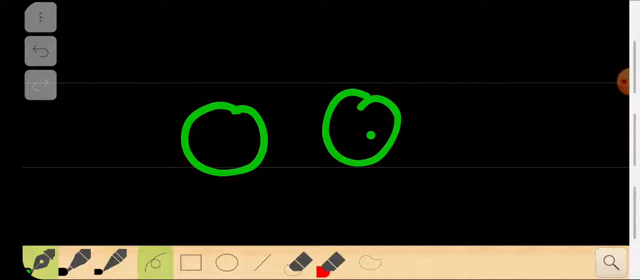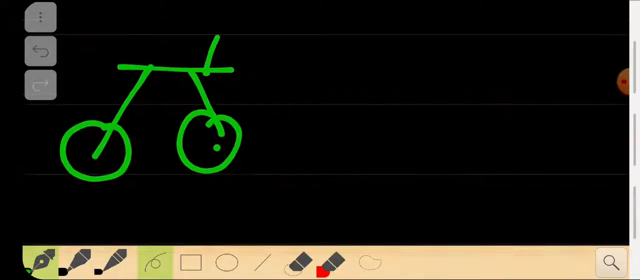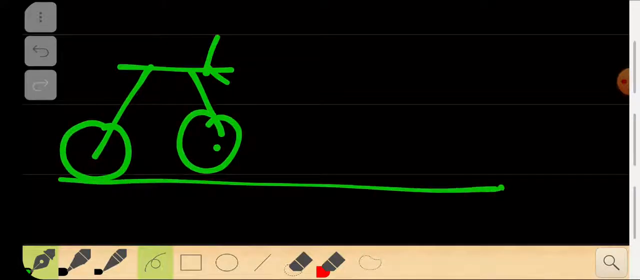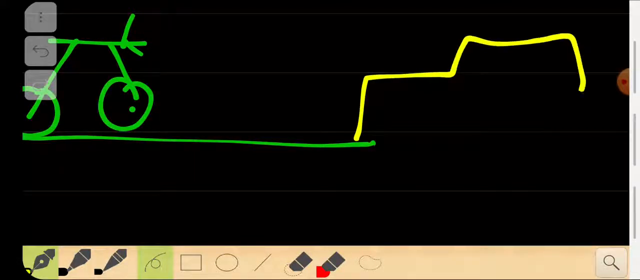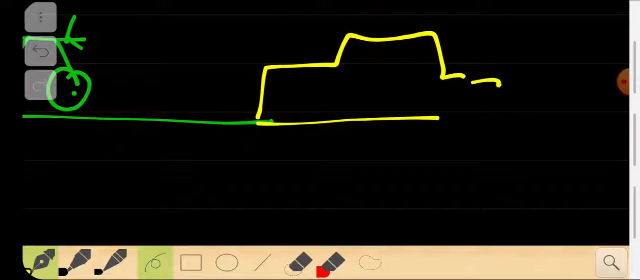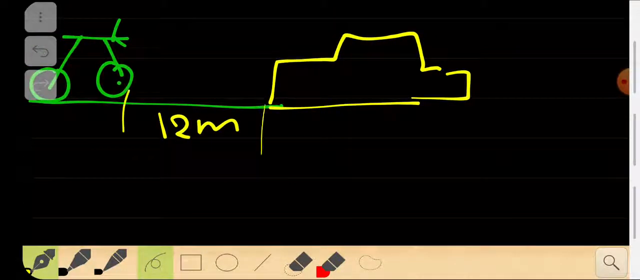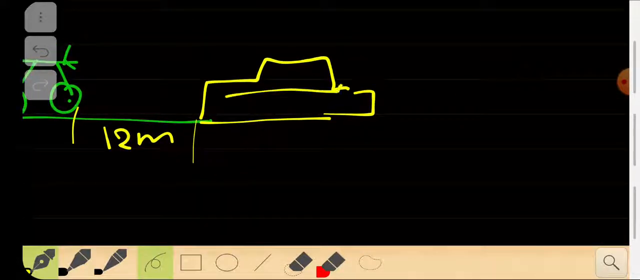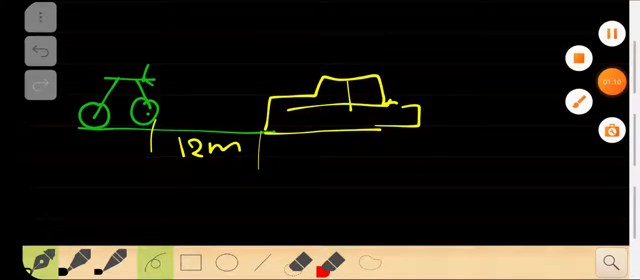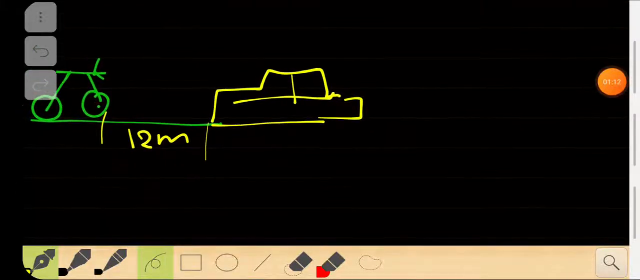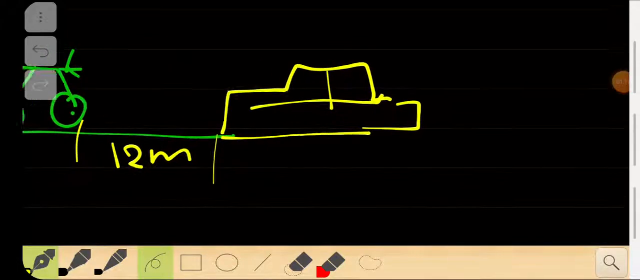So he's traveling on a bicycle just like that, in this direction, and there is a car, like this, which is 12 meters apart from the bicycle. They're traveling in the same lane, and the beauty of this is that this car is going to decelerate.